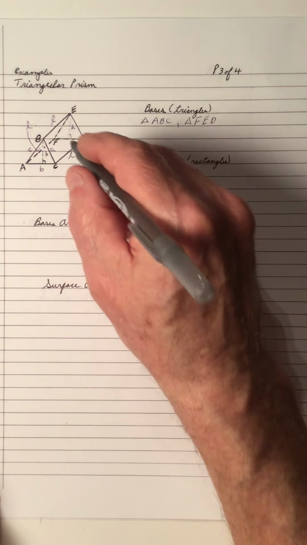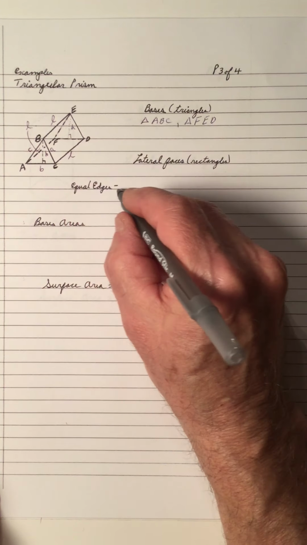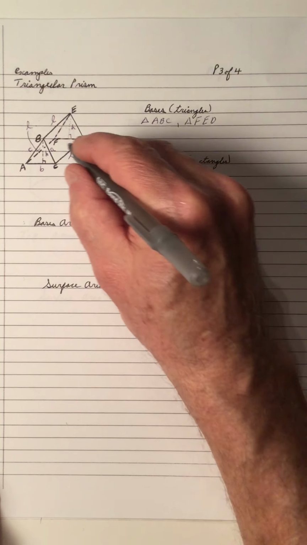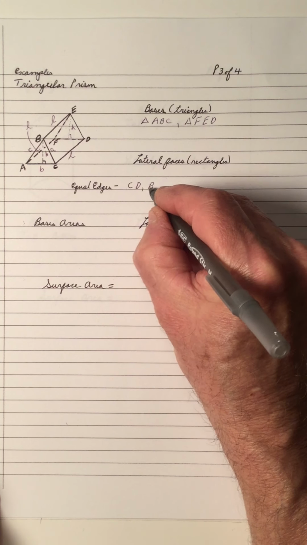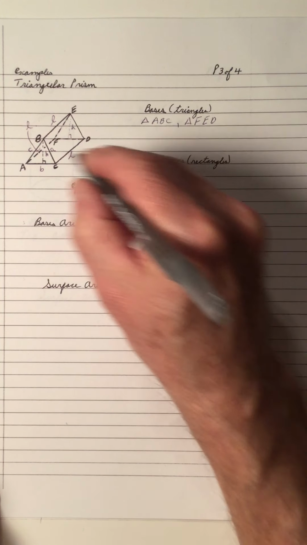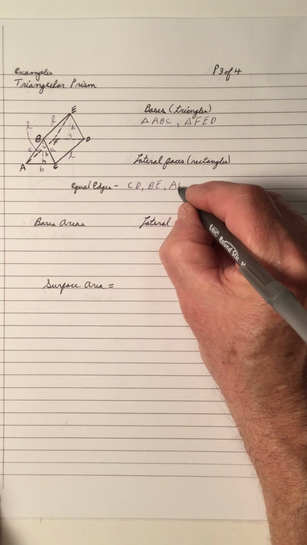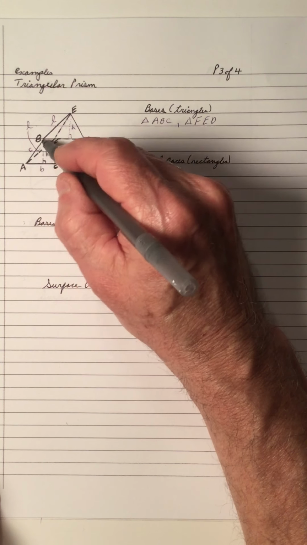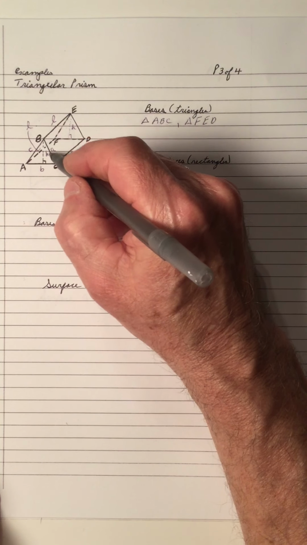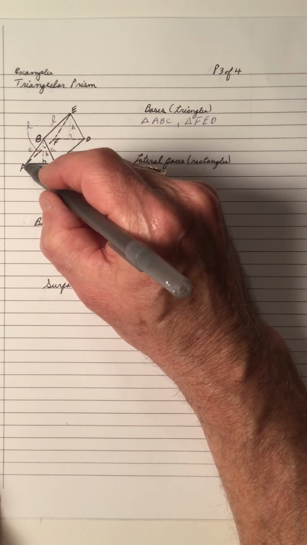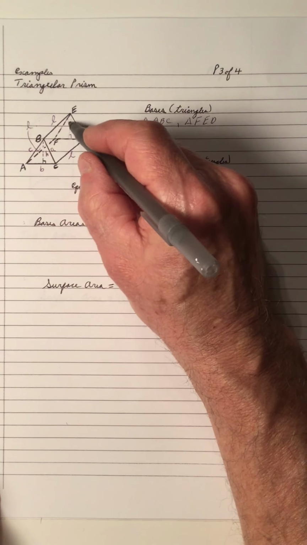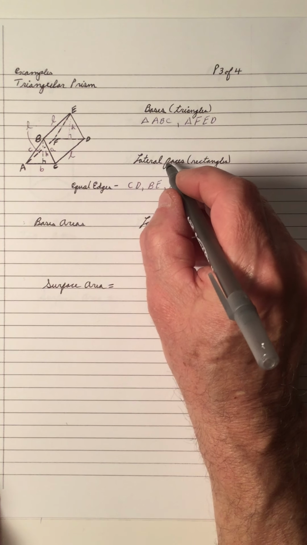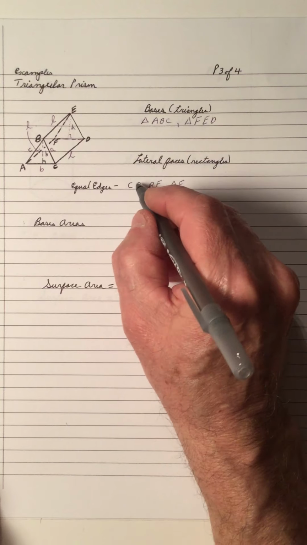So the equal edges belonging to the lateral faces are CD and BE and AF. Also, in relation to the bases, AB is going to be equal to EF, BC is going to be equal to ED, and AC is going to be equal to FE, because the 2 triangles are going to be equal. But I'm talking about the lateral faces. So the lateral faces, let's look at the equal edges.